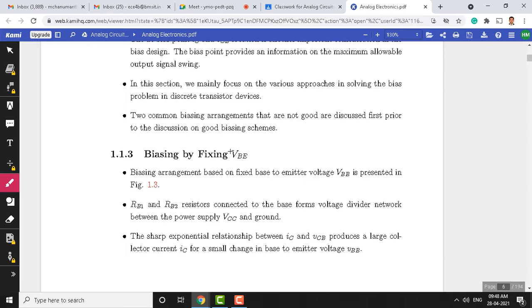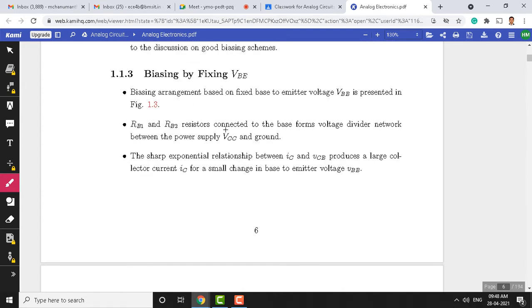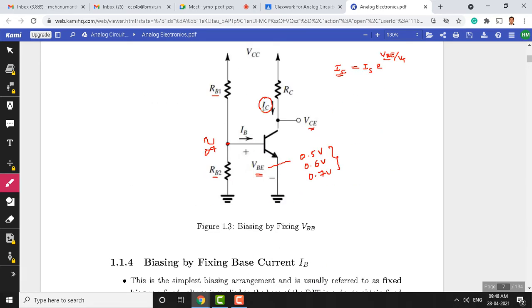We have seen the drawback of this. Can anybody tell me what is the drawback of biasing by fixing VBE? Small change in VBE can affect IC. Yes, because the collector current and the base emitter voltage are related in an exponential manner like this: IC is equal to IS times e to the power of VBE by VT. Any small change in VBE, because this is an exponential term, makes a big change in the collector current.